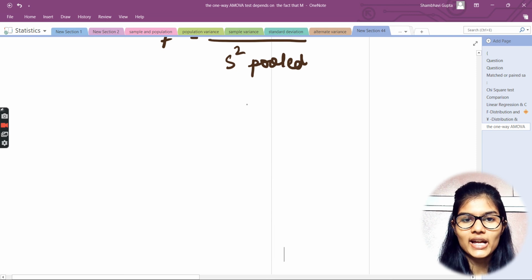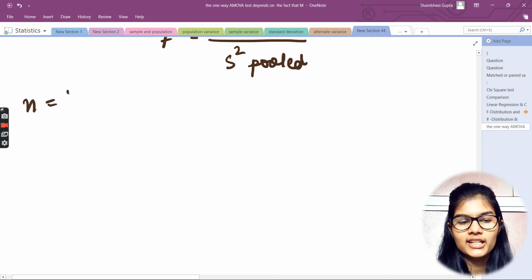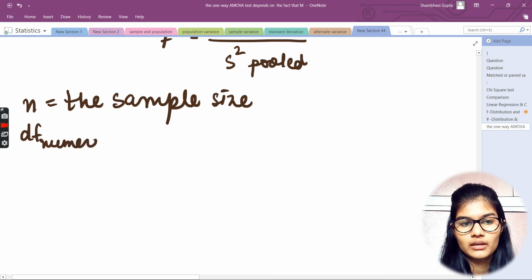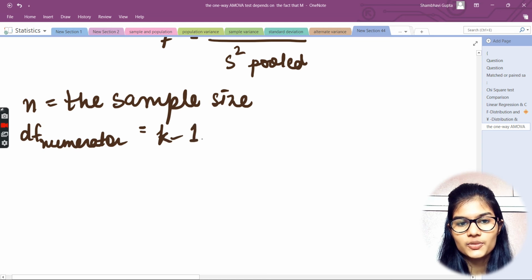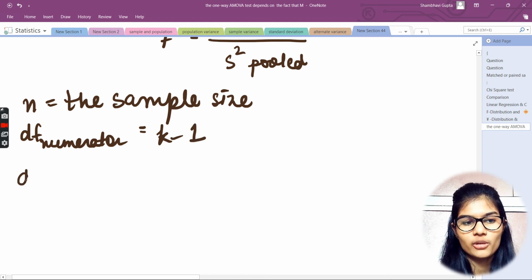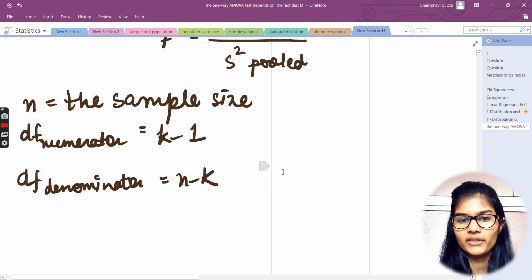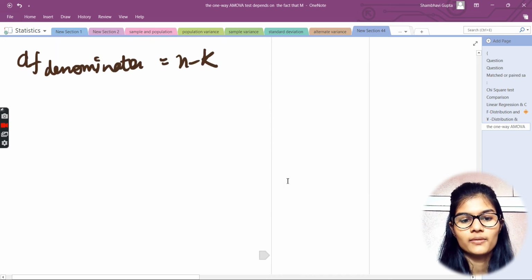Now what are these parameters? n is the sample size first of all. Then secondly we have df numerator, which is equal to k minus 1. Then we have df denominator, which is equal to N minus k.